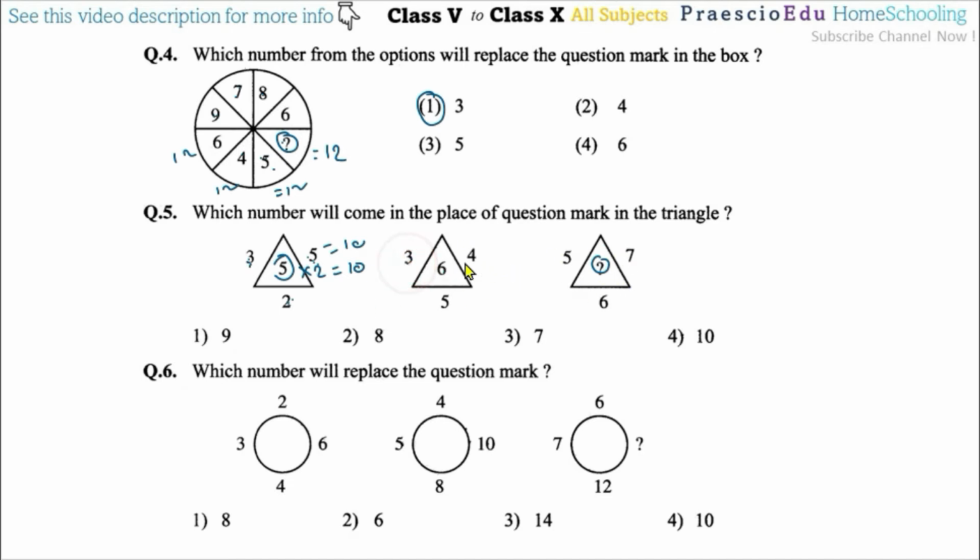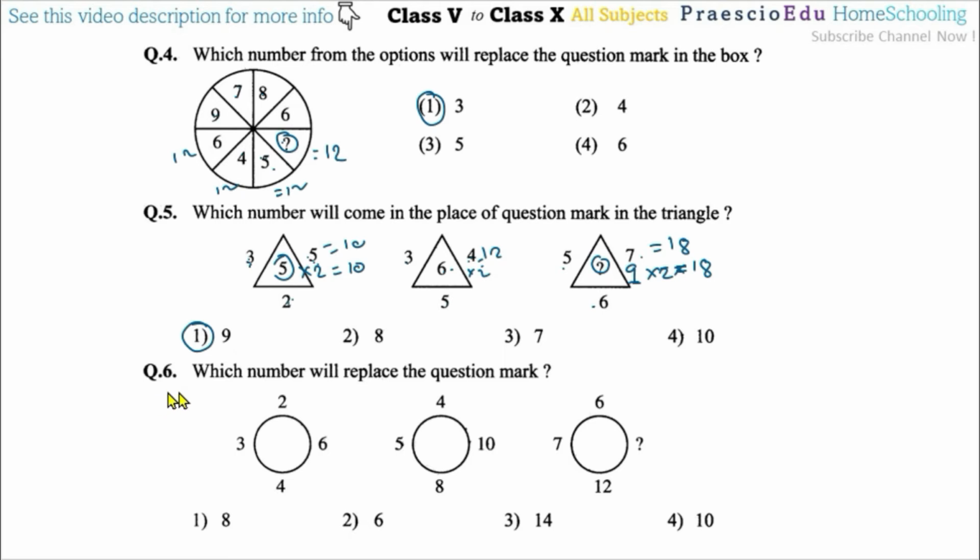So here 3 plus 4 is 7, 7 plus 5 is 12. So 6 multiplied by 2 is 12. So this relation is perfectly matched. The same relation we will apply here: 5 plus 6 is 11, plus 7 is 18. So 18 should be what we get by multiplying by 2, meaning which number should be there? There should be 9. So 9 multiplied by 2 should be 18. So 9, meaning option number 1, should be the correct one.